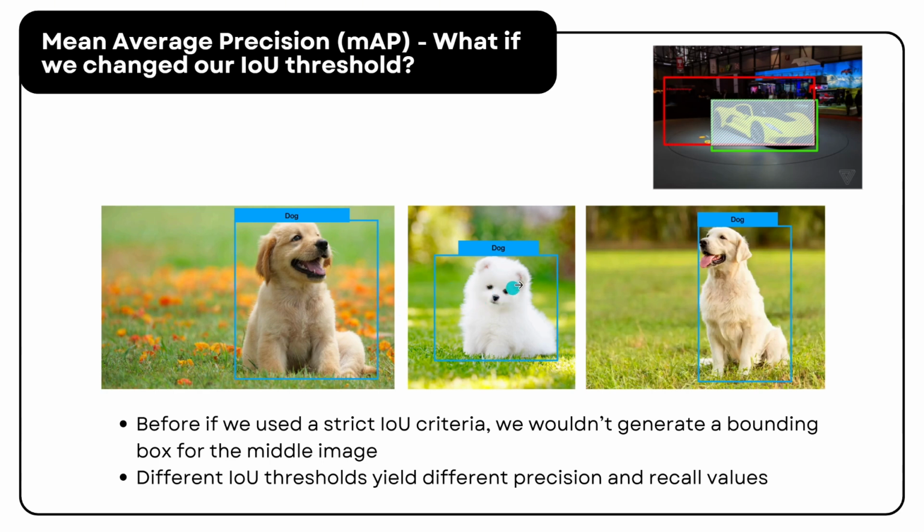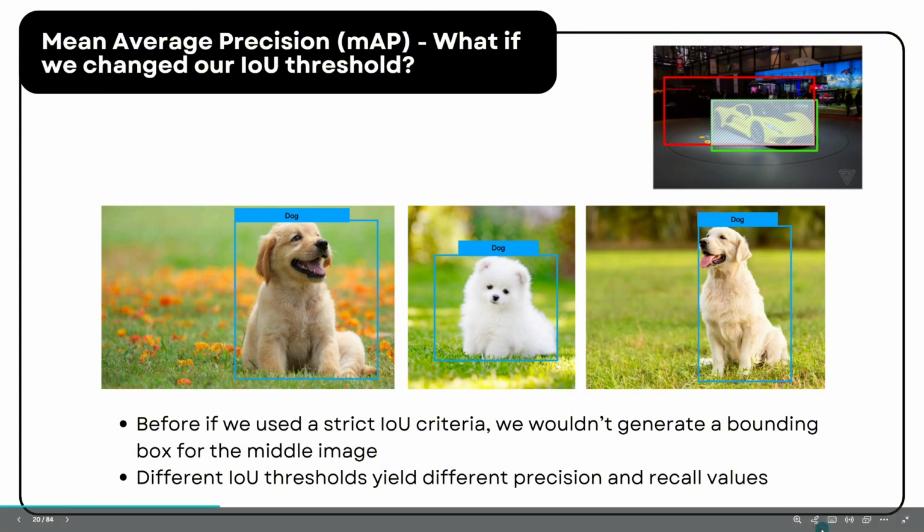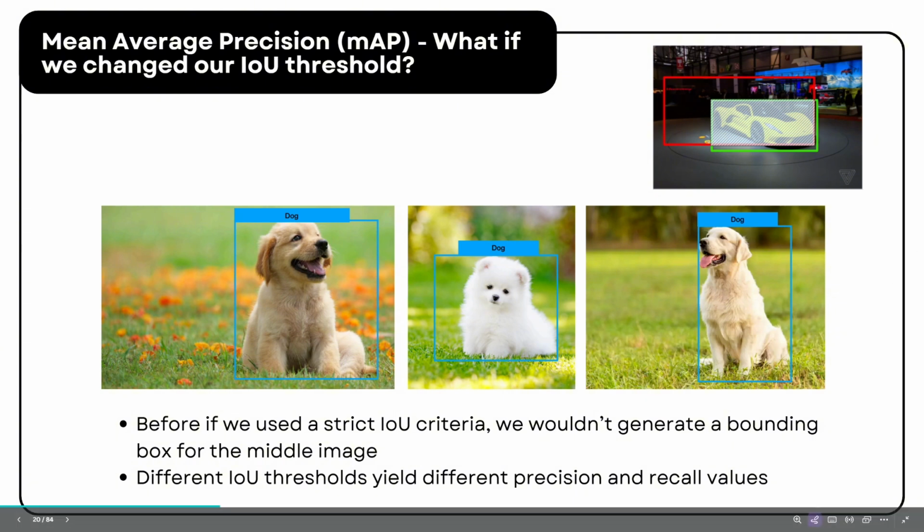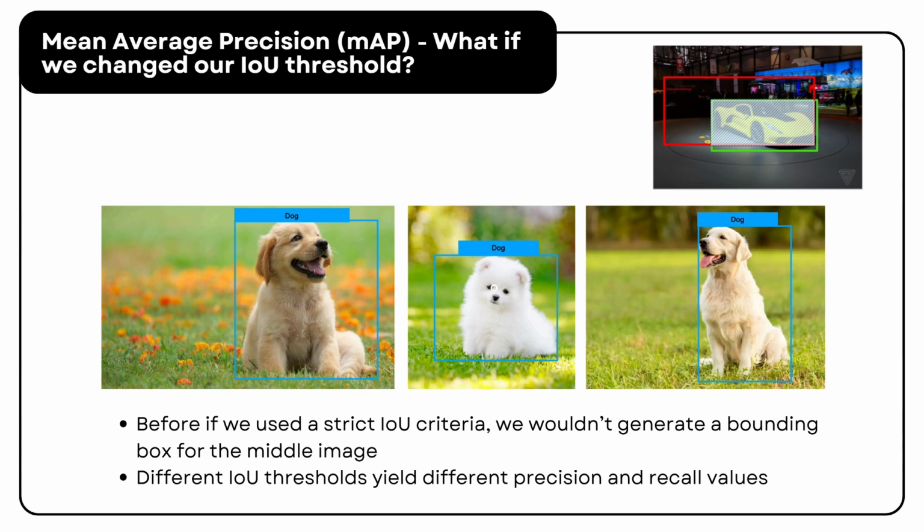But what happens when we change that threshold? For example, let me write it up. Let's say our model predicts bounding boxes for all three dogs in this case. Okay, back to the slide.